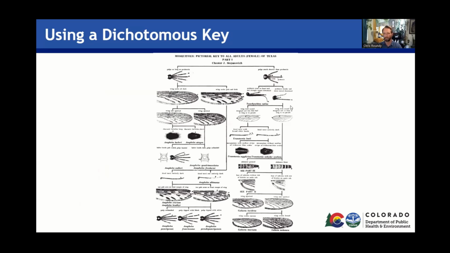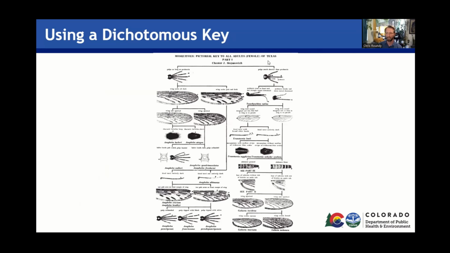Importantly, most dichotomous keys are for female adult mosquitoes. Only the females blood feed. So that is what we are most interested in for both pathogen testing, and that's where we want to focus for identification and control. And a lot of keys are also going to be regional. By using regional keys, we narrow down the possibilities, and that makes our key a little more focused and a little bit less massive and confusing.